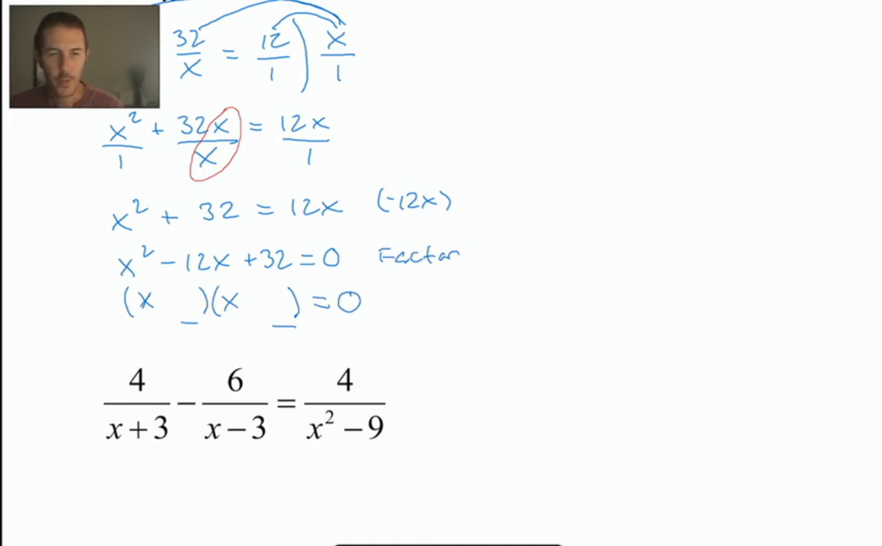Now, those two numbers also need to add to negative 12. So what are our options? Negative 1 times negative 32. Those are not going to add to negative 12. What about 2 and 16?